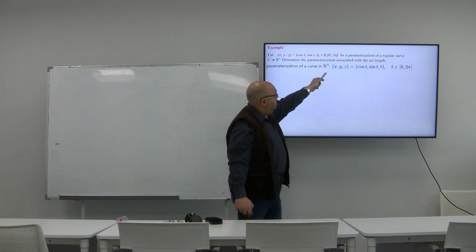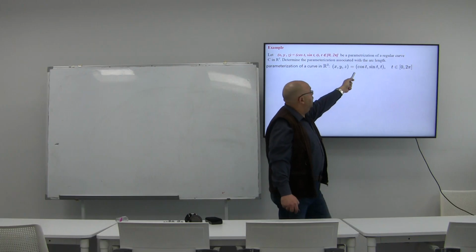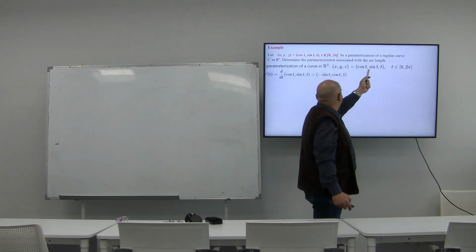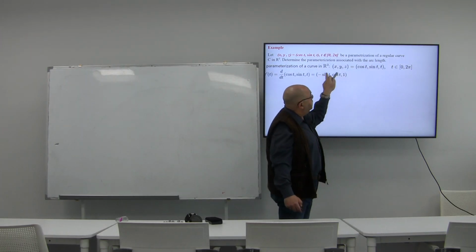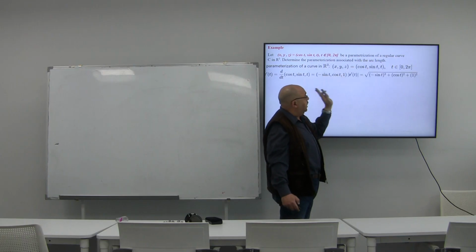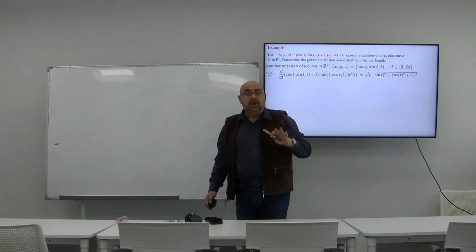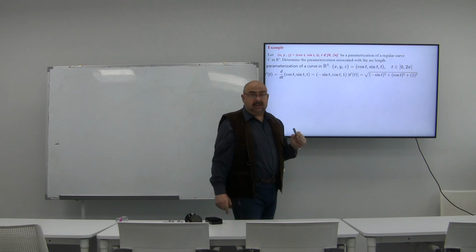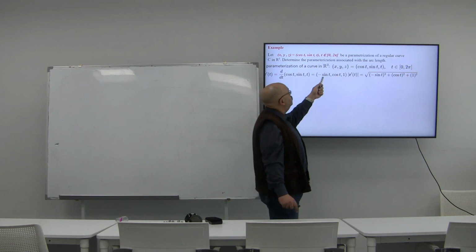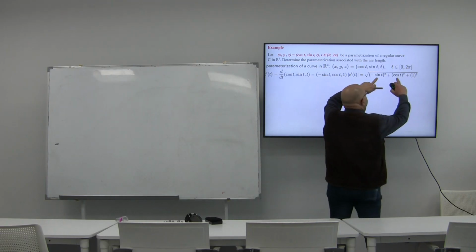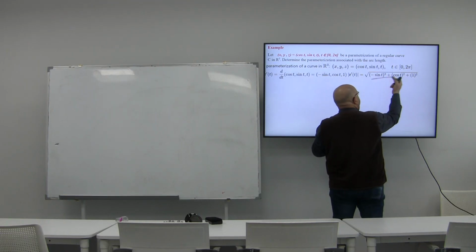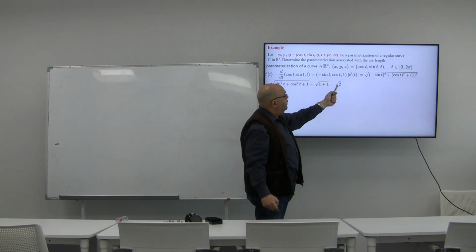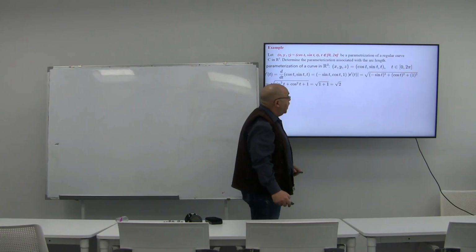So this is r, which is cosine t in the direction of i, sine t in the direction of j, and t in the direction of k. Getting the derivative of this vector, which is simply negative sine t, then cosine t, then 1. After getting r dash, we can get the magnitude of this vector, which is the square root of the squares of each component. So it's going to be sine squared plus cosine squared plus 1. Sine squared and cosine squared add up to 1, so you will have root 2.